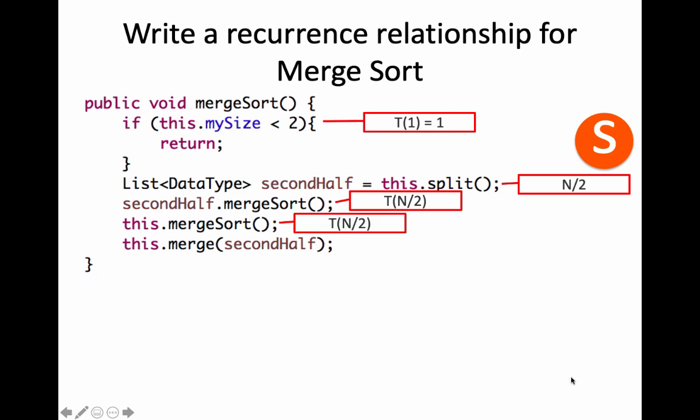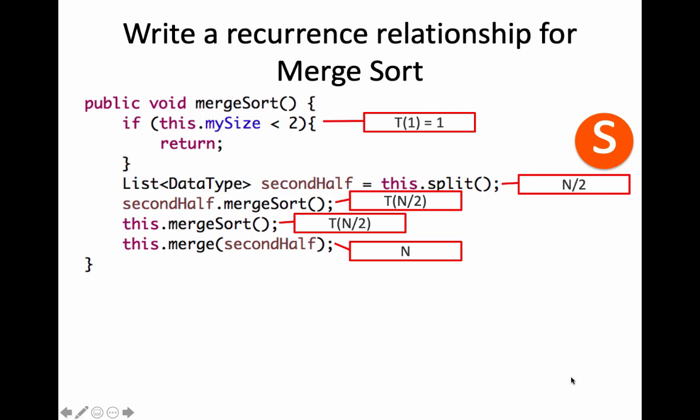Similarly, this dot merge sort, this is half as big as it used to be. So that's going to be a recursive call where n is half as big. And then last is that merge step. That's going to merge two sorted lists. And when we merge two sorted lists, we could use that algorithm where we touched each element just once. So that was going to take n steps.